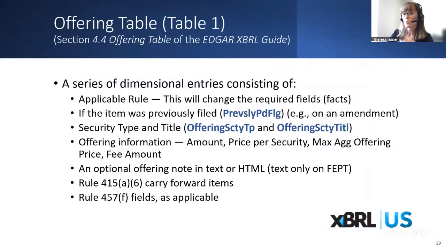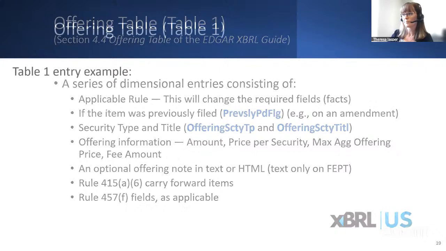In the offering table, or Table 1 section, a series of dimensional entries consisting of the applicable rule, which will change the required fields or facts, if the item was previously filed, security type and title, offering amount, including the amount, price per security, maximum aggregate offering price, fee amount, and an optional offering note in text or HTML. Rule 415(a)(6) for carry forward items, and Rule 457(f) fields as applicable.